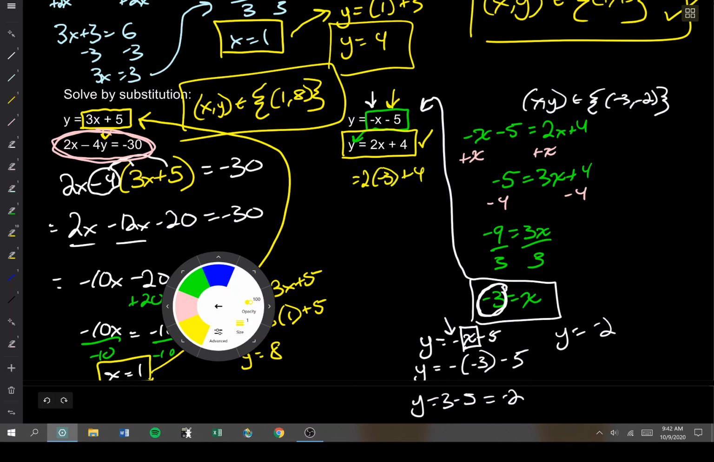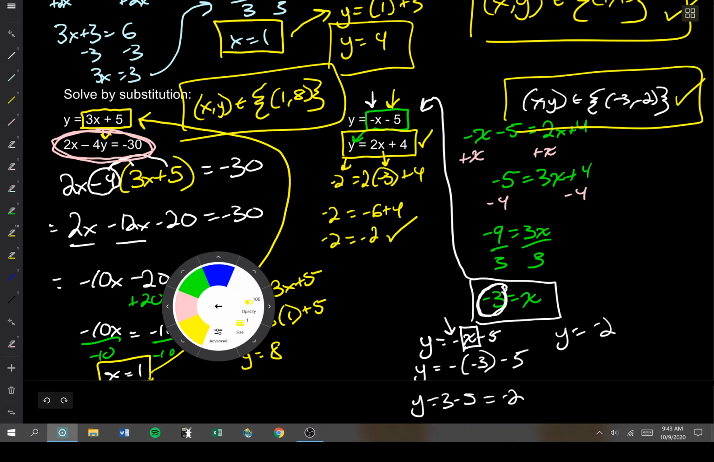And I'm going to take -2 and plug it in for y. So y became -2, x became -3. I get -2 equals -6 plus 4. And -2 does equal -2, so that checks. So this is my solution. It's a good solution. The point -3, -2 works in both equations.